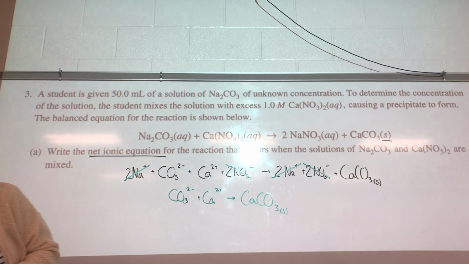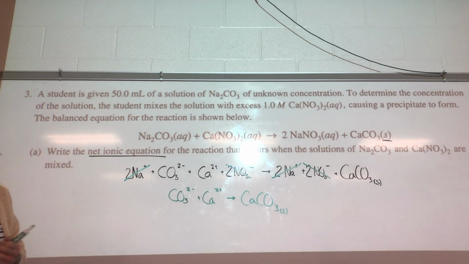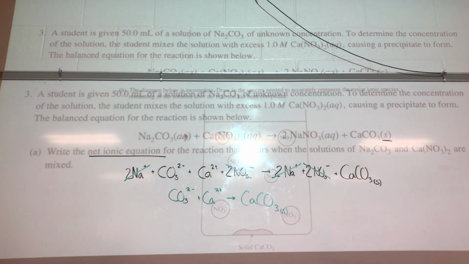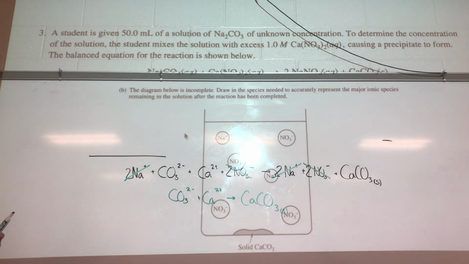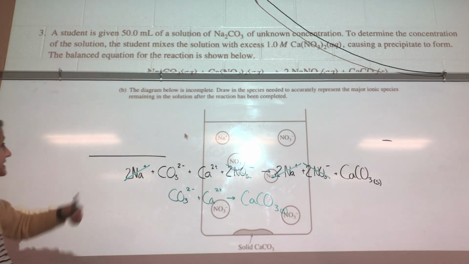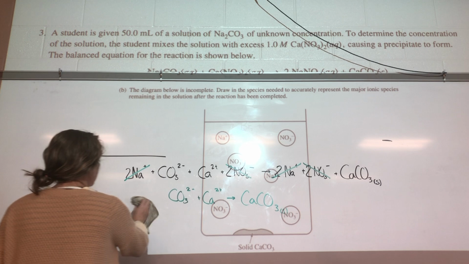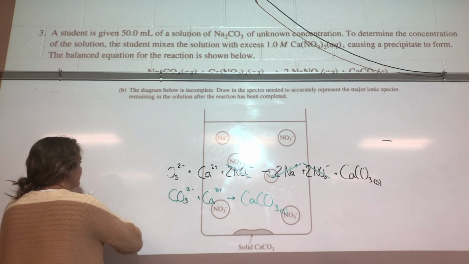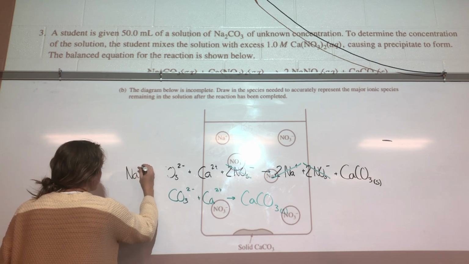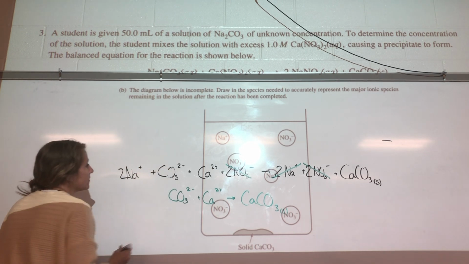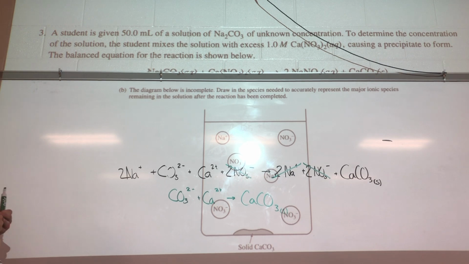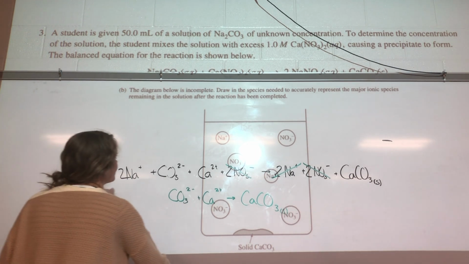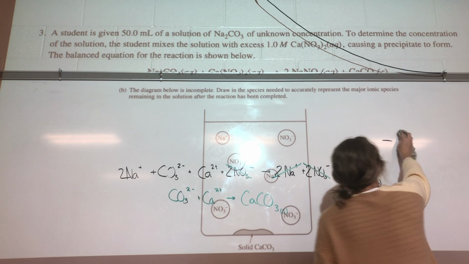Let me check and see if there are any specific questions. Okay, all right, let's go to part B. I gave our information up there again. It says the diagram below is incomplete. Draw the species needed to accurately represent the major species remaining in the solution after the reaction has been completed.